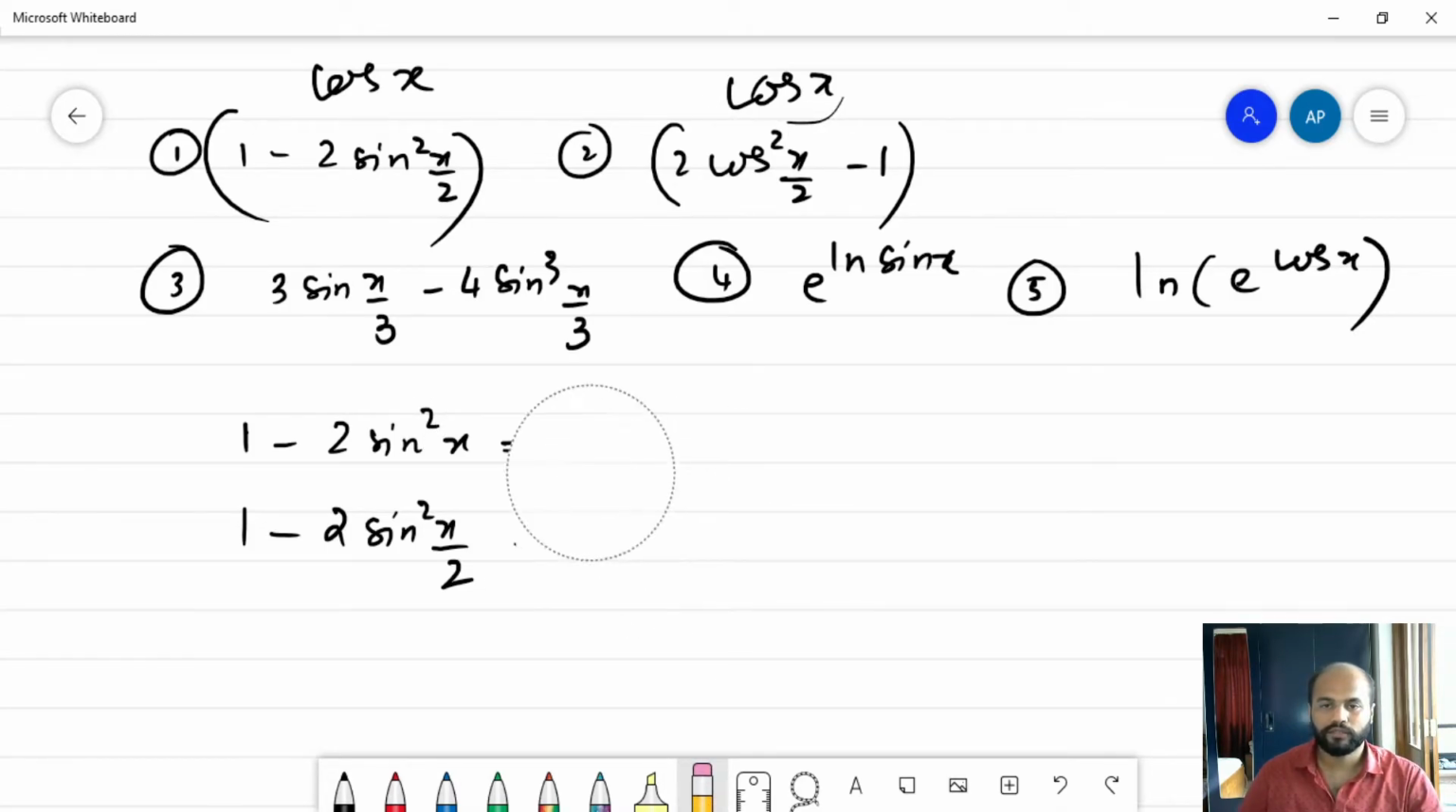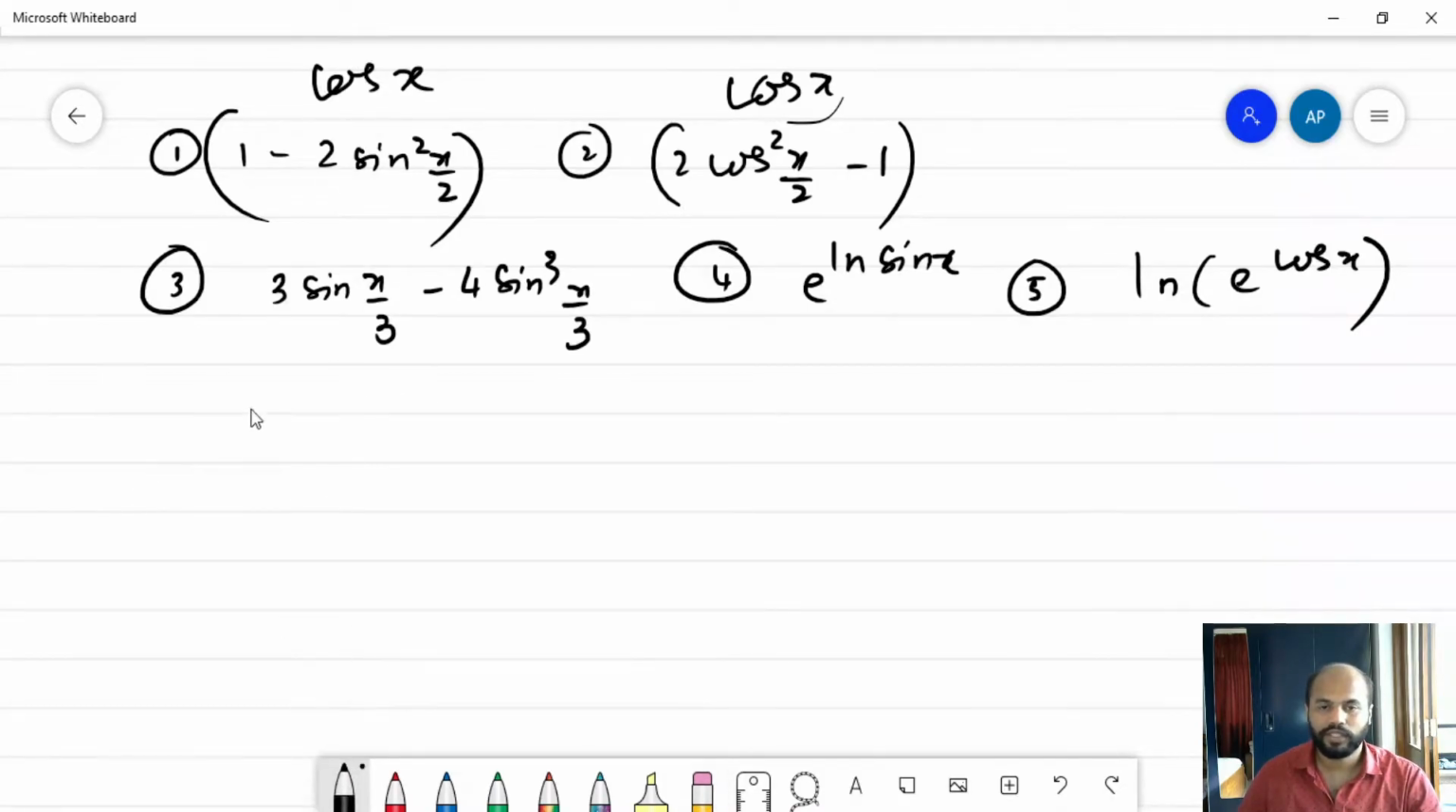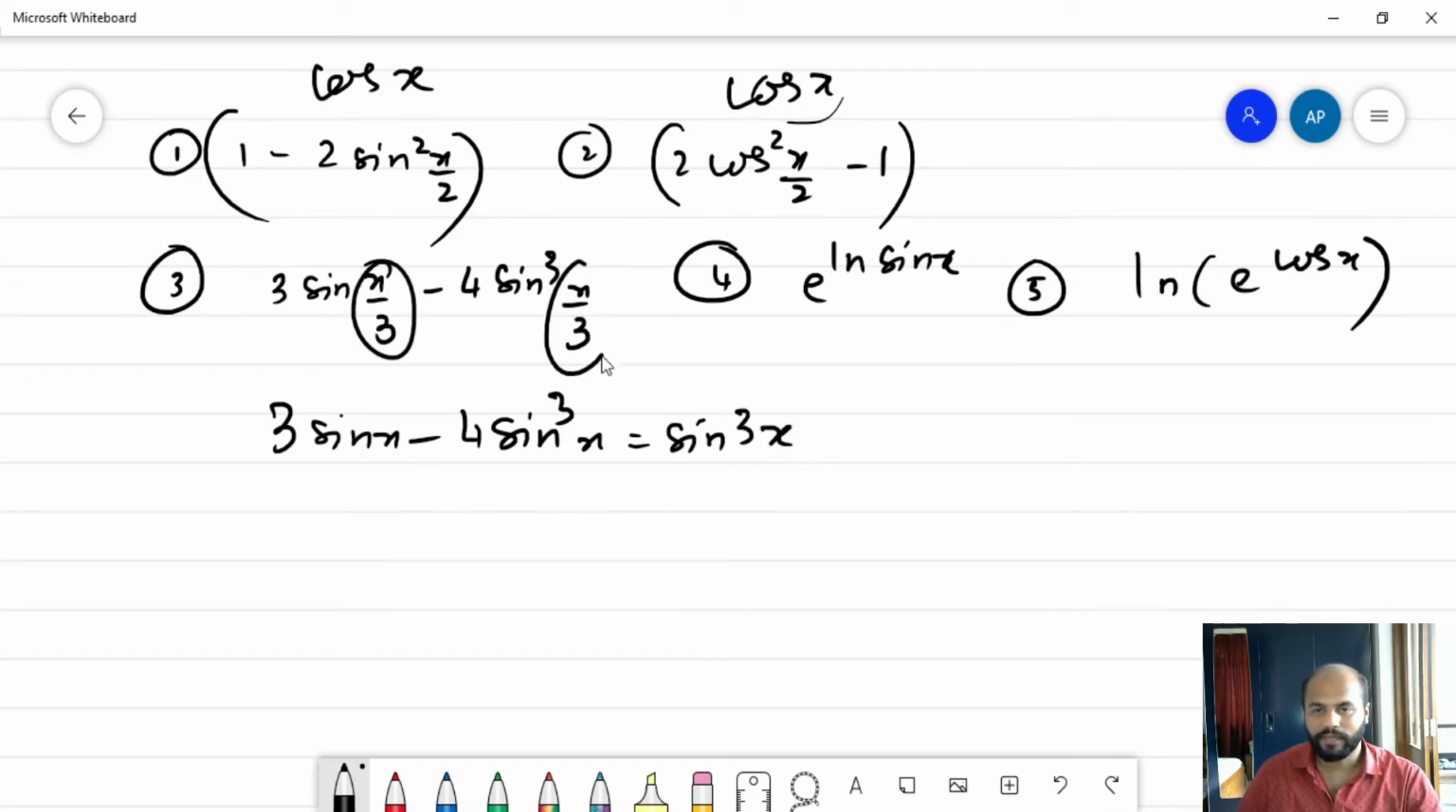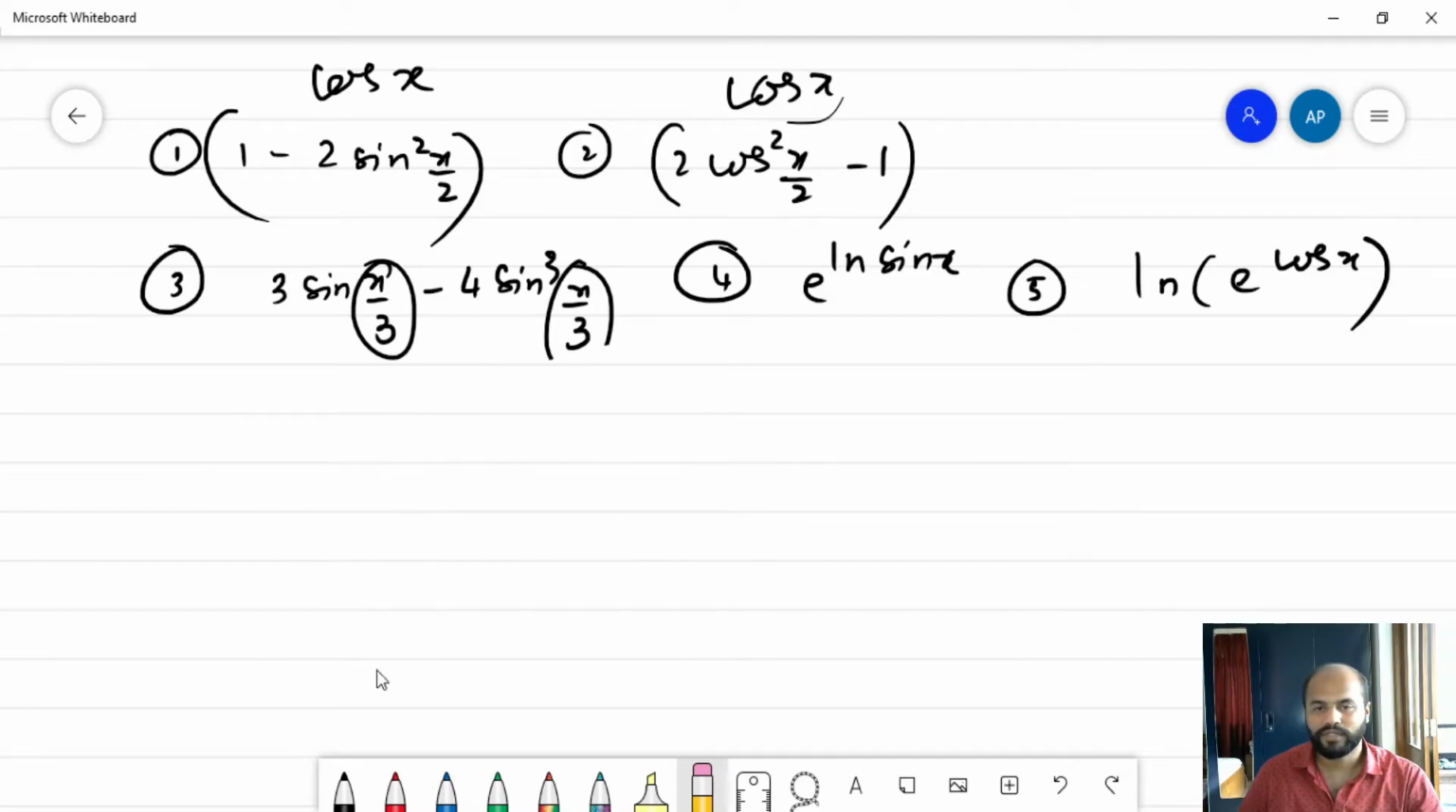Look at the third function, and that third function is 3 sin x minus 4 sin cube x, which is the expansion of nothing but sin 3x. Now, if this angle becomes x by 3, put x by 3 over here, and what happens is 3 and 3 cancel, and what we get is sin x. So basically, what I want to say is this is the expansion of sin x, and derivative of sin x is cos x.